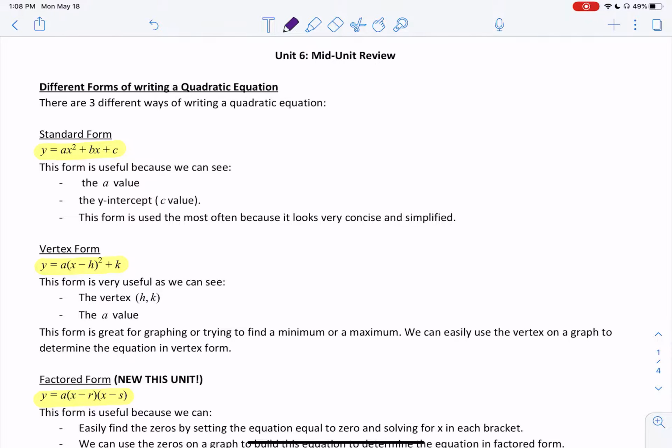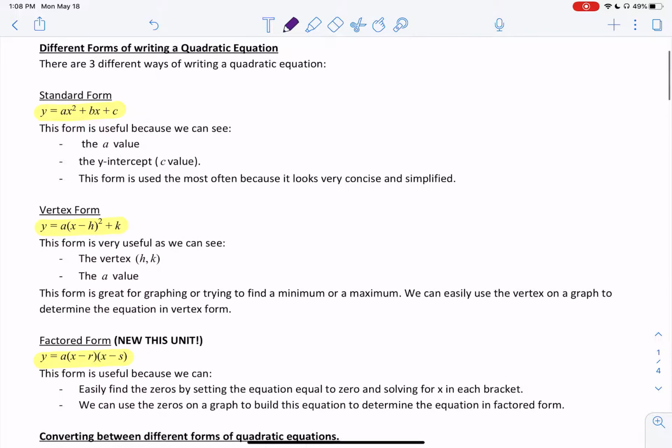The first is standard form. And standard form is useful because we can see the a value here. So that helps us to know if it's going to be facing upward, facing downward. We also have our little c value over here, and that is our y-intercept. So that is useful. Now, standard form is important because this is the one you will honestly see the most.